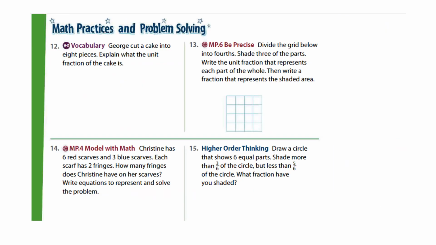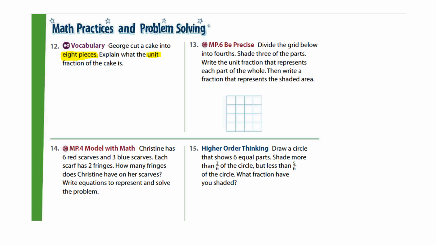Next page. George cut a cake into 8 pieces. Explain what the unit fraction of the cake is. Unit fraction. So we studied yesterday. Unit mean 1. Very good. So the numerator will be 1 because it's a unit fraction. And he divided the cake into how many total pieces? 8 pieces. Bravo. So your denominator is going to be 8.